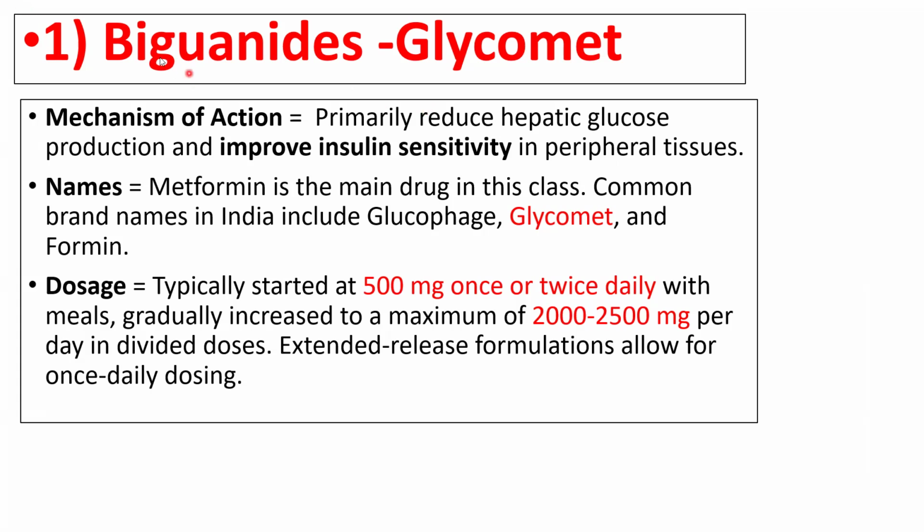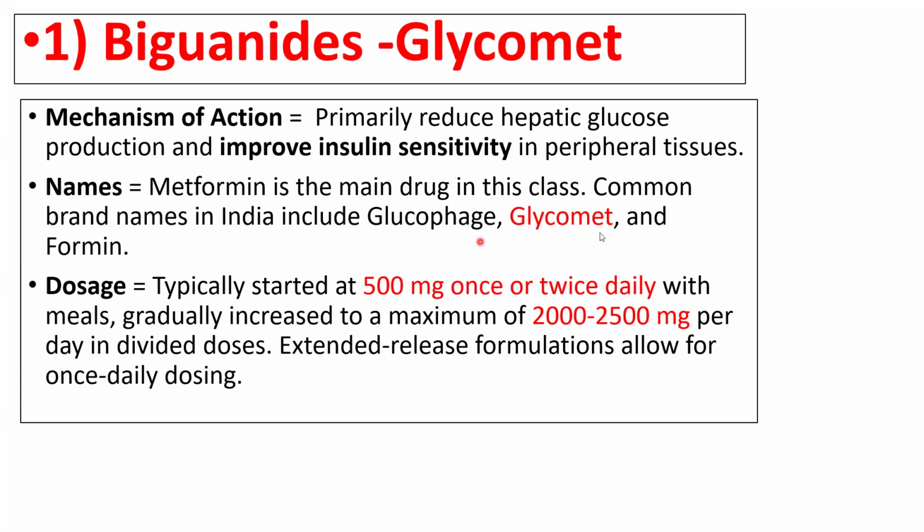Okay. So in biguanides, this is a type, a pharmacological type, a medicine type. But the main generic name of this biguanide is metformin. Very popular. Metformin. Biguanide, metformin. Then, sir, what is that glycomet? Glycomet is a brand name. Glycomet or glucophase.